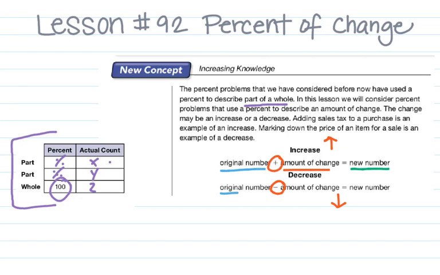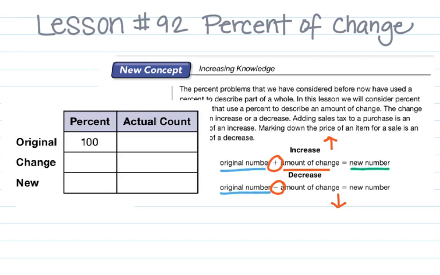This original number we're going to talk a little bit more about. So our graph over here that we've been using will not work. Our part whole will not work. I'm going to show you what we're going to use instead.